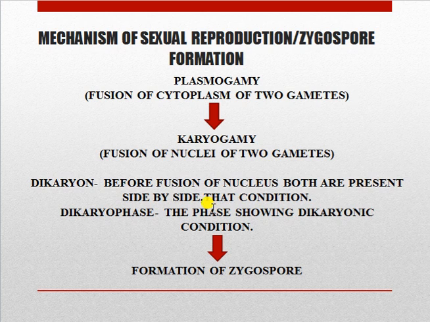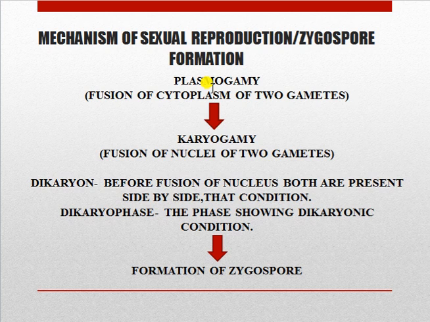So before fusion, when the nuclei are present side by side, that specific structure is known as dikaryon, and the phase in which this dikaryon structure is found is commonly known as dikaryophase. And just as the dikaryophase has come, those 2 nuclei fuse with each other, and after fusion they form the next structure for the sexual mode of reproduction, that is the zygospore.